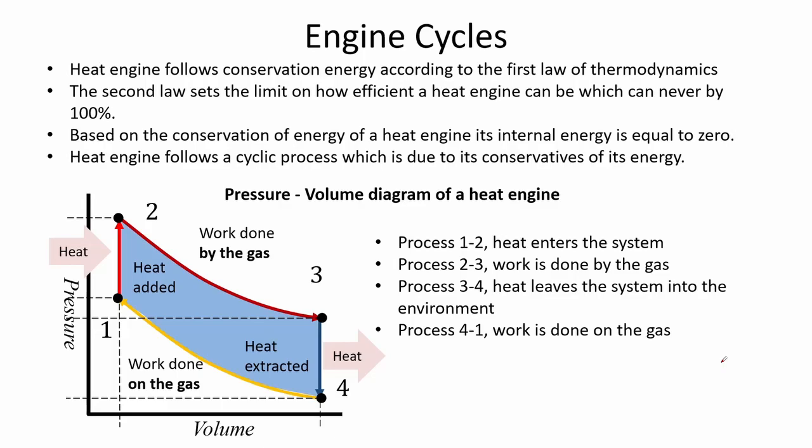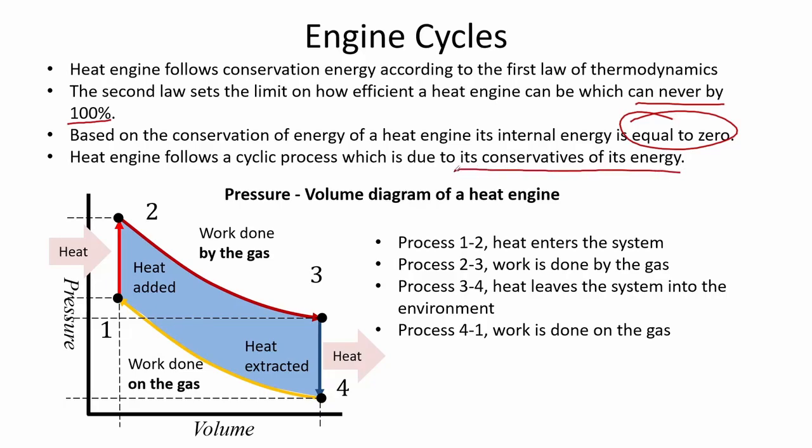Heat engines follow conservation of energy according to the first law of thermodynamics. The second law sets the limit on how efficient a heat engine can be, which can never be 100%. Based on the conservation of energy of a heat engine, its change in internal energy is equal to zero. A heat engine follows a cyclic process, which is due to the conservation of its energy.